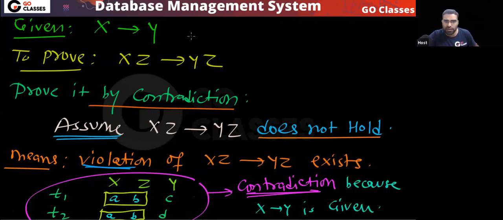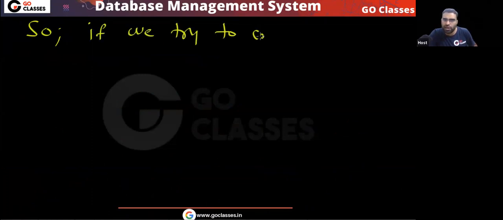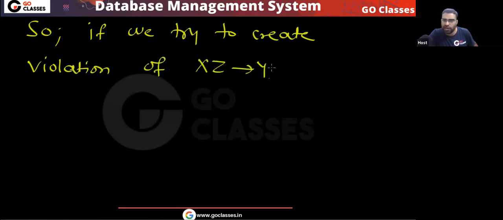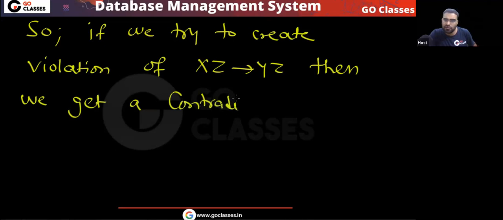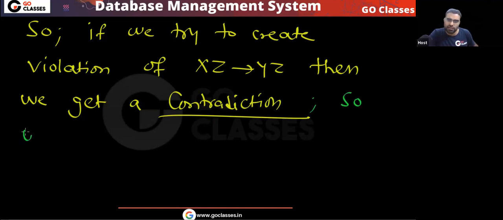If you try to create a violation, then you will get a contradiction. So remember, if we try to create a violation of XZ determining YZ, then we get a contradiction. Is this clear? So what that means? We cannot create a violation. So we can never create a violation.